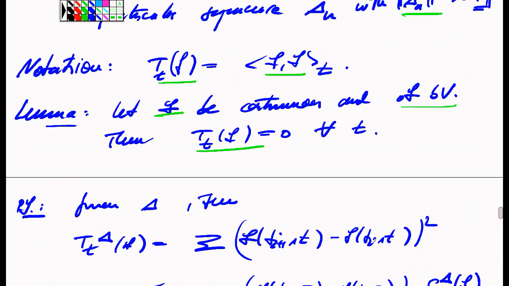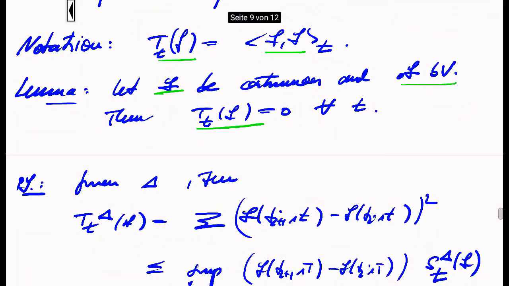Hence, in particular, if we do have a function which has a positive quadratic variation, then it cannot be of finite variation. And if we can show that the Brownian trajectories are of finite quadratic variation, then the variation must be infinite.